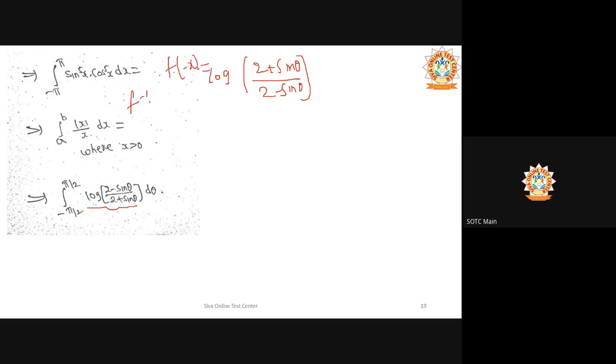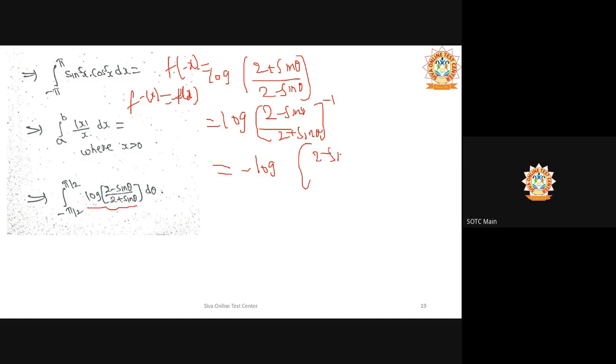If f of minus x is equal to minus f of x, then it is an odd function. Now, just taking the reciprocal inside the log, it becomes 2 minus sin theta by 2 plus sin theta whole power minus 1. Can we write like this? Yes, sir. Now take this minus 1 in front, and it becomes minus log of 2 minus sin theta by 2 plus sin theta. So this is equal to minus f of x. Your answer is an odd function. So what is the answer? 0. You have to write it directly like this.